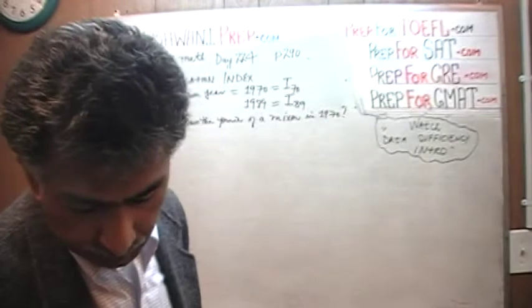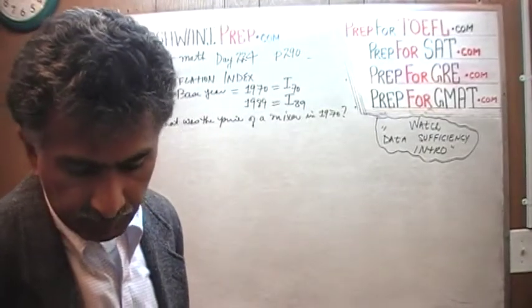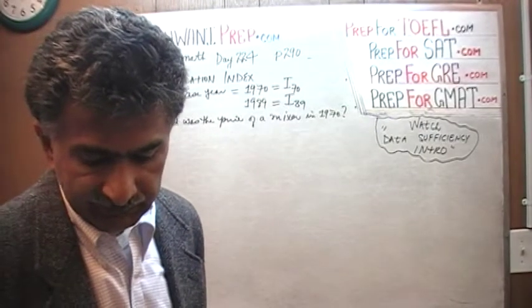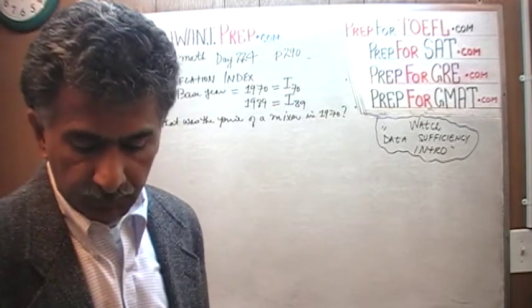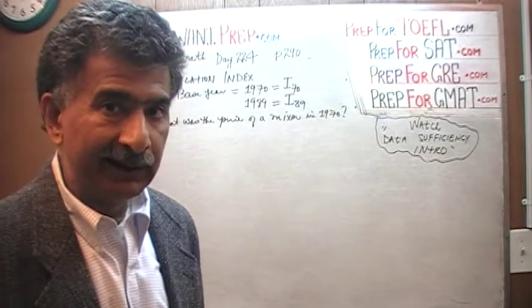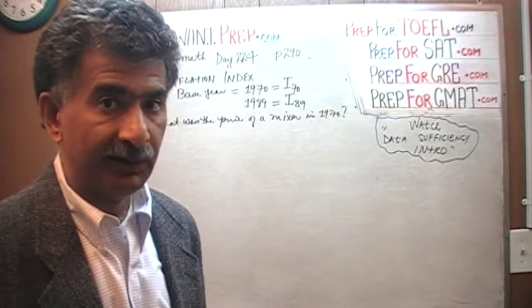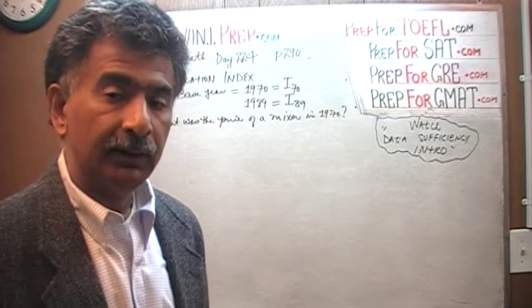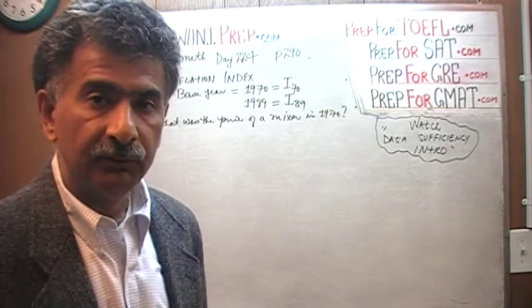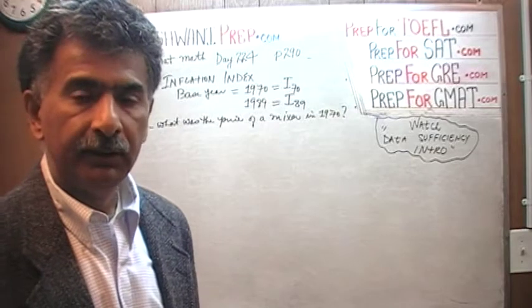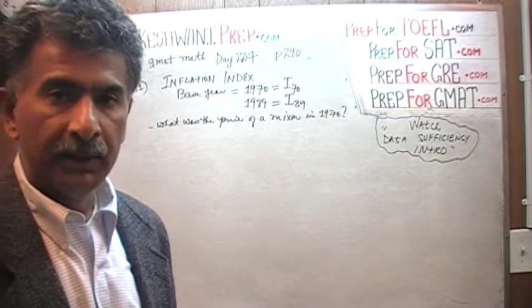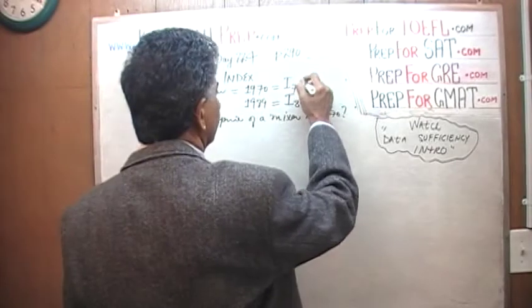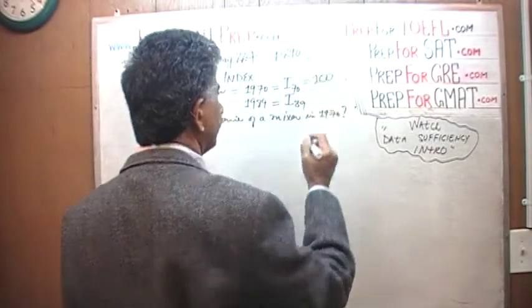It says the inflation index for 1989 relative to the year 1970 was 3.56. One more time. The inflation index for year 1989 relative to 1970, that's the key part. Relative to 1970 means 1970 is being used as the base year. 1970 is being used as a point of reference. And the point of reference, whenever we are building an index, is always used as 100. That's our point of reference.